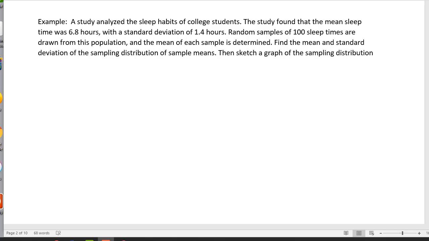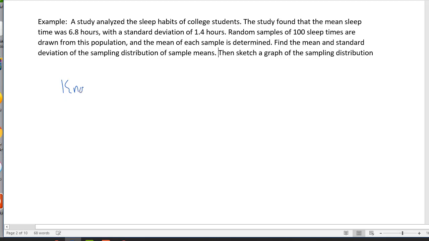All right, now that you're back, this example says that a study analyzed the sleep habits of college students. The study found that the mean sleep time was 6.8 hours with a standard deviation of 1.4 hours. Random samples of 100 sleep times are drawn from the population, and the mean of each sample is determined. Find the mean and standard deviation of the sampling distribution of sample means. Then let's sketch a graph of the sampling distribution.